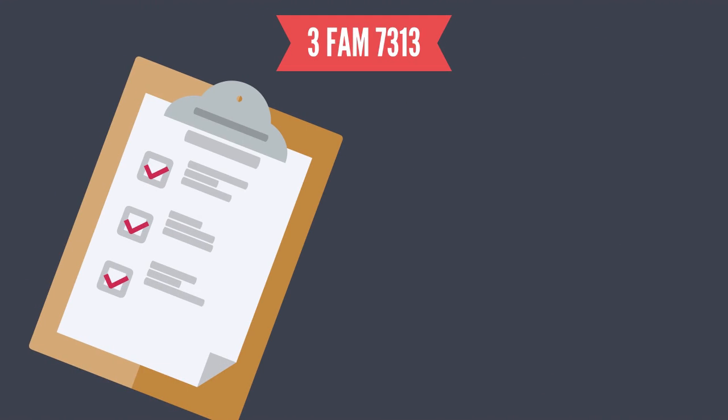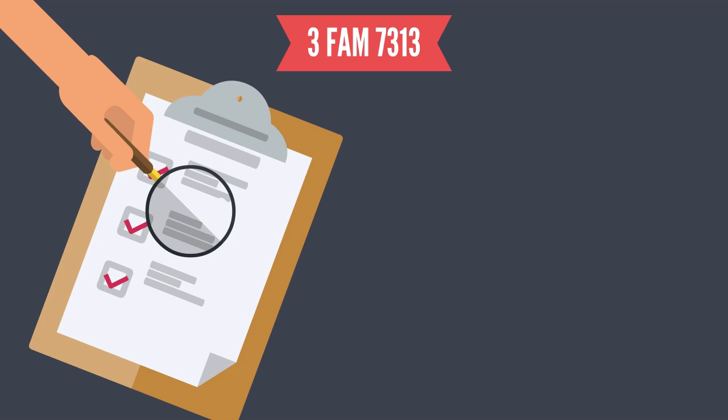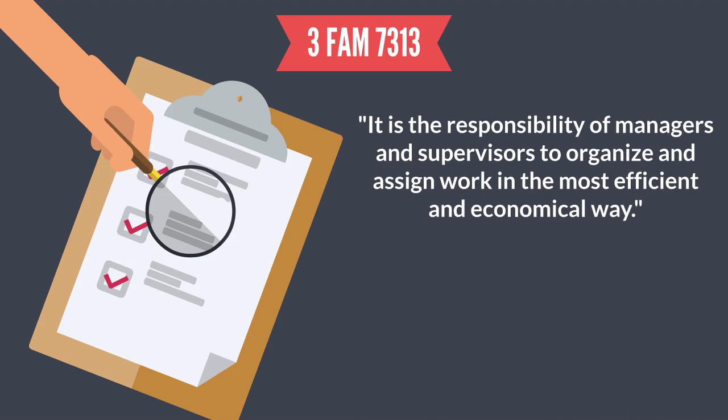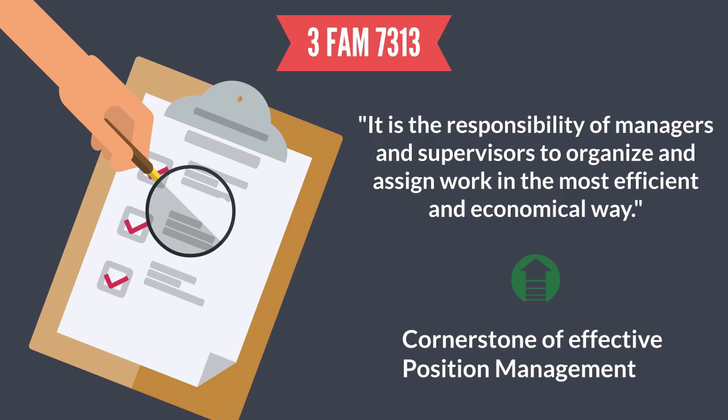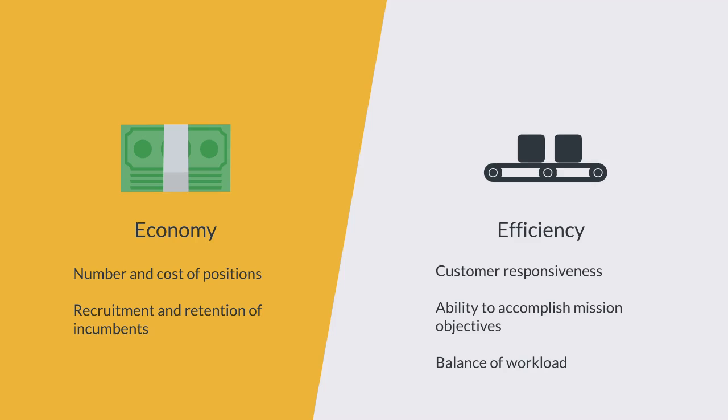We can find the position management policy in 3 FAM 7313. It states, among other things, that it is the responsibility of managers and supervisors to organize and assign work in the most efficient and economical way. This will be our cornerstone to determine if we have effective position management. On the economy side of things, we have considerations like the number and cost of positions, as well as the recruitment and retention of incumbents. While on the efficiency side of things, we have customer responsiveness, ability to accomplish mission objectives, balance of workload, and more.